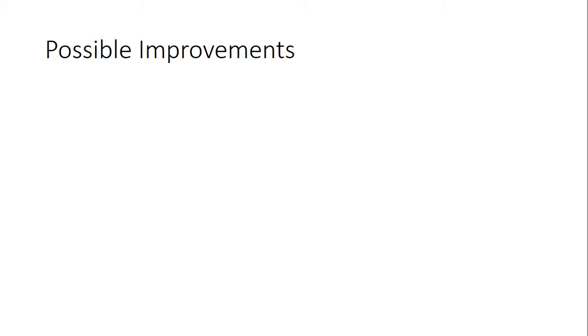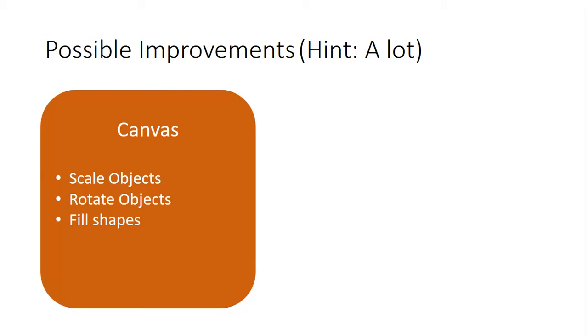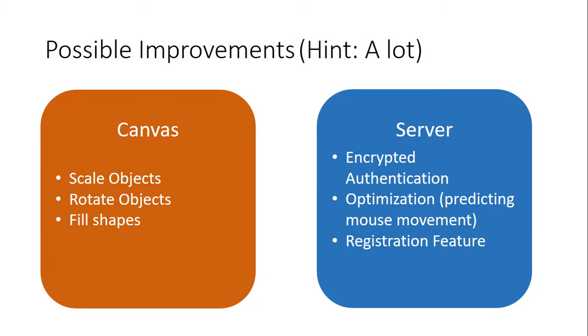And then possible improvements. First, on the canvas, I haven't done much, to be honest. I was supposed to be able to scale objects, rotate objects, and fill the shapes with colors and wonderful rainbows and stuff. But I didn't make it. And then there's the server. I could also improve it with encrypted authentication, better, more modern authentication. Also optimization, so it wouldn't lag so much, and maybe I would register some users.